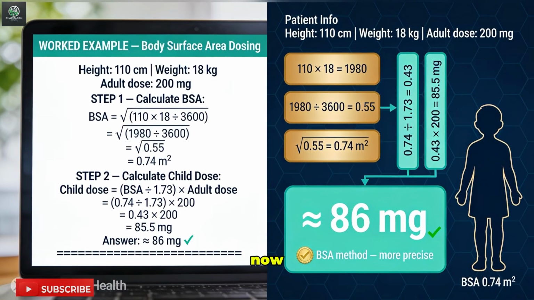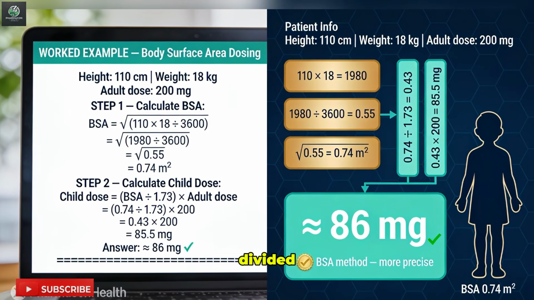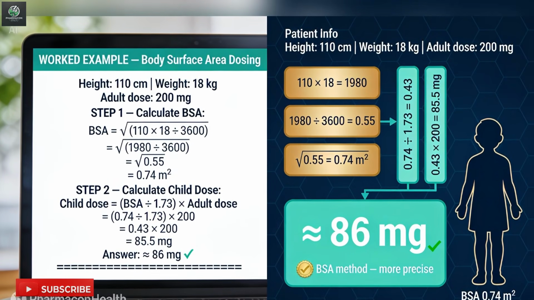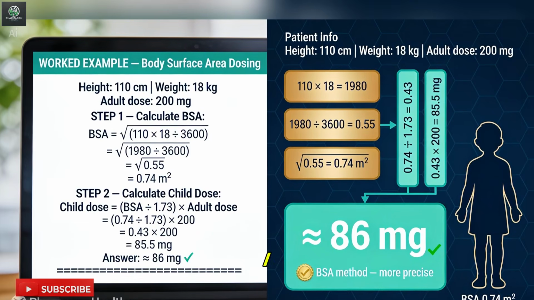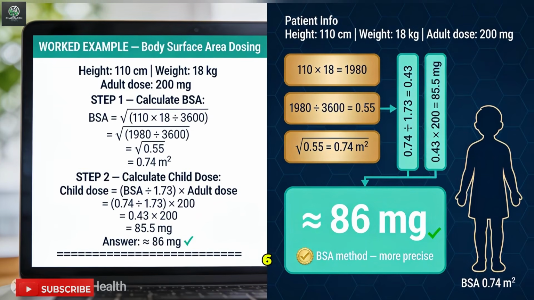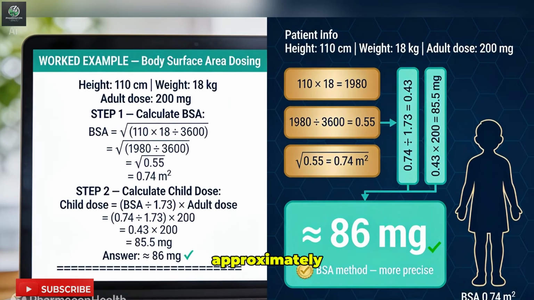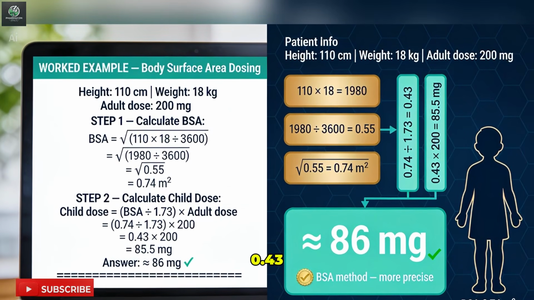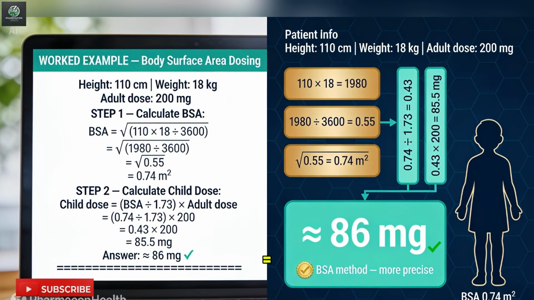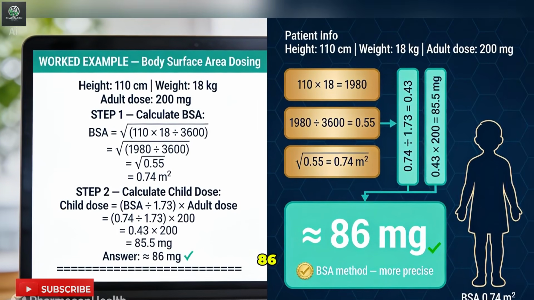Step 5. Now apply the dose formula. Child dose equals the child's body surface area divided by 1.73 multiplied by the adult dose. That is 0.7 divided by 1.73 multiplied by 200. Step 6. 0.7 divided by 1.73 equals approximately 0.3. Step 7. 0.3 multiplied by 200 equals 85.5 milligrams. The child receives approximately 86 milligrams.